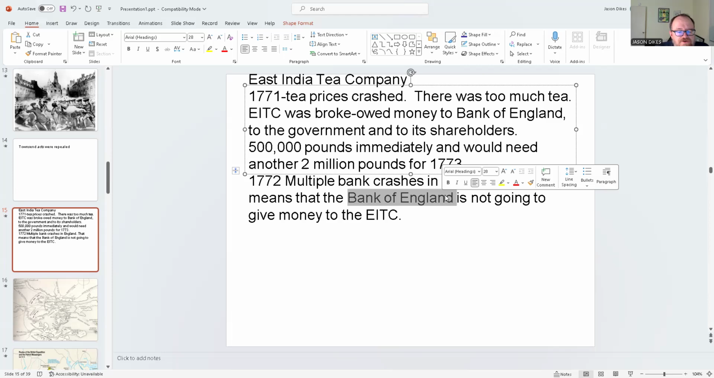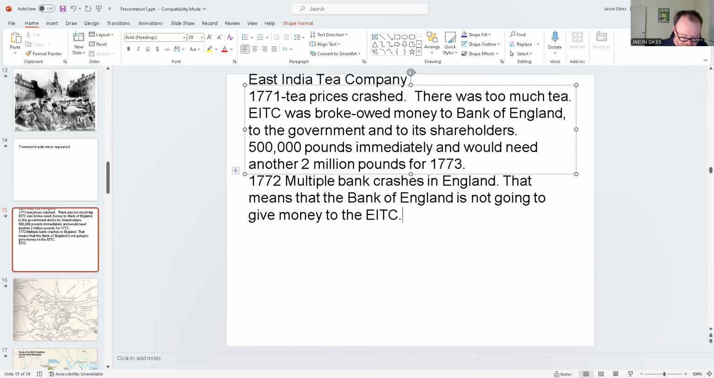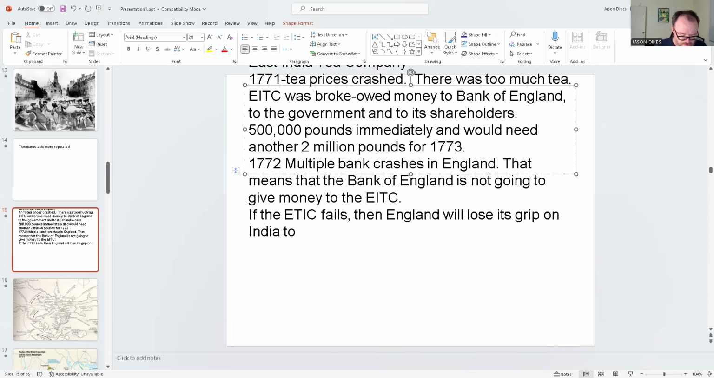Well, why should this matter? If the ETIC fails, then England will lose its grip on India to France and Portugal.